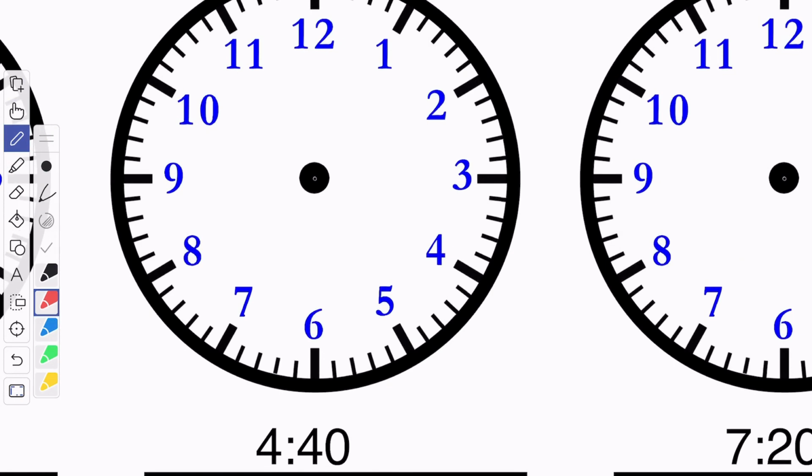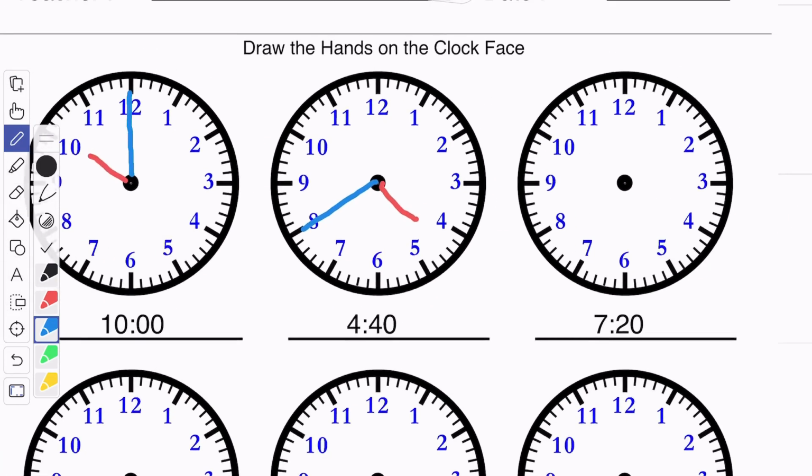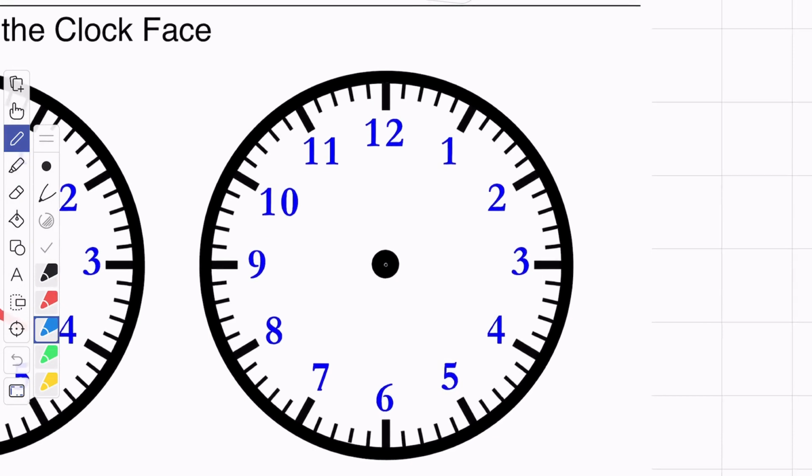4:40, our hour hand is going to be somewhere near the 4, in the 4 area over here. This is our 4 area. And then 40 is where our minute hand is supposed to be. Let's make that line a little shorter because it's an hour hand. And then 40 is 8. That's what it would look like.